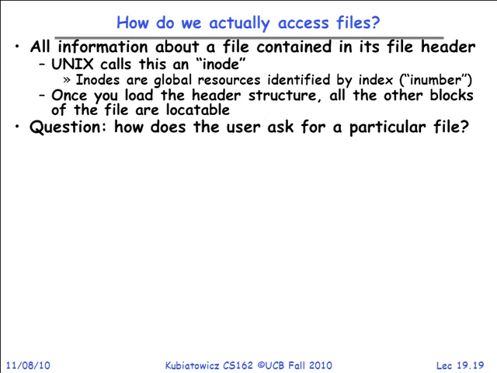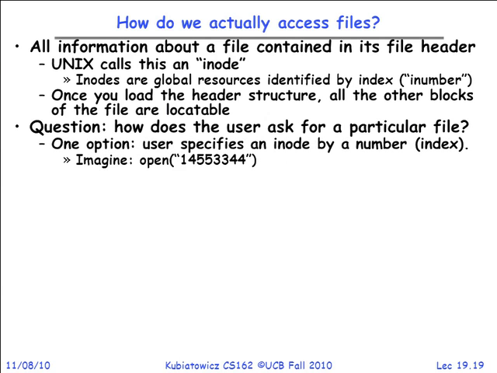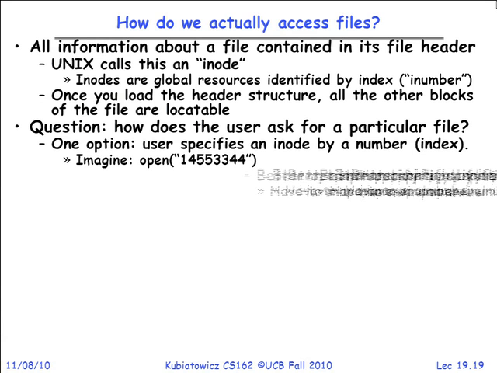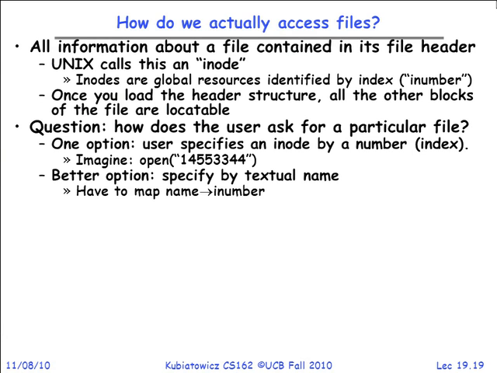Okay. Directory structure, okay, you need some sort of naming. So one option would be for the user to know what the inode is. Well, open inode 14553344. Okay, that might work. Probably wouldn't be very popular, right? Another option is a little better, which is you want to have some way of actually mapping names to iNumbers or inode numbers, and this is kind of what we call naming. Of course, another option would be icons.